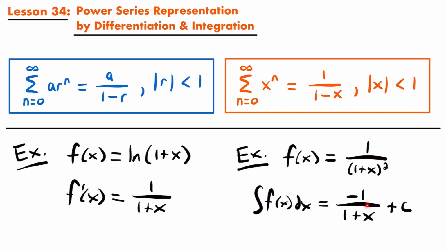Right? So this is the antiderivative of the function. And so if we represented that as a power series, that power series would be the antiderivative of this function. So we would need to differentiate that to get back to the original function. And that resulting power series would represent that function. Okay, so that's the big idea of what we're going to do in this video.